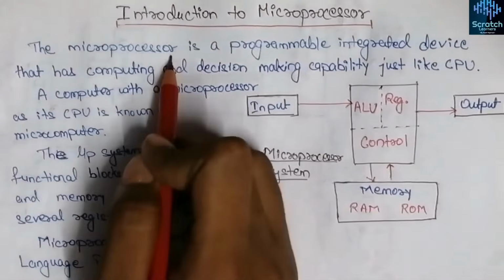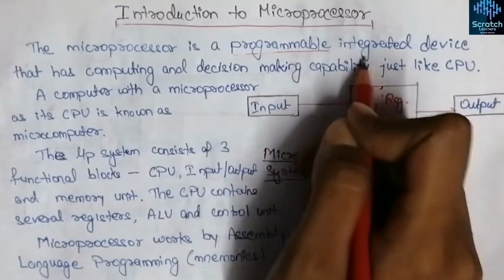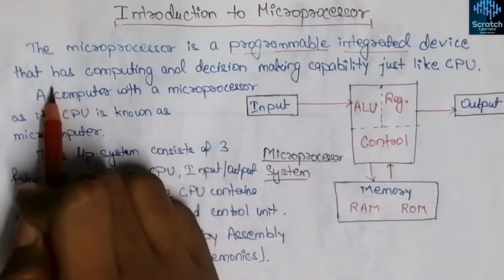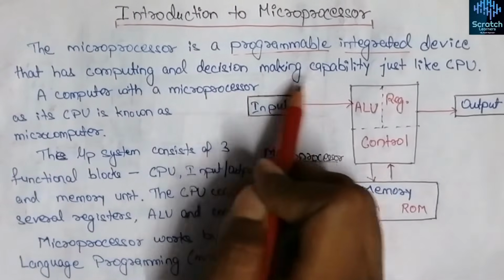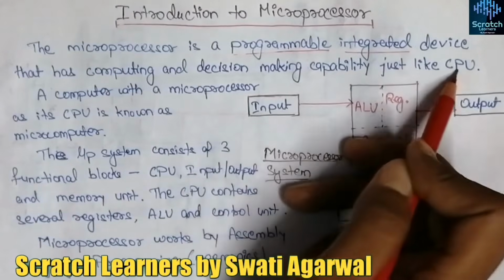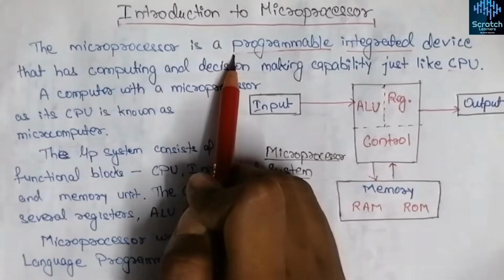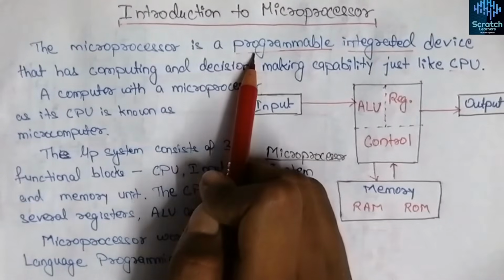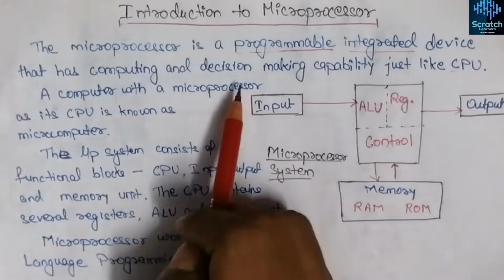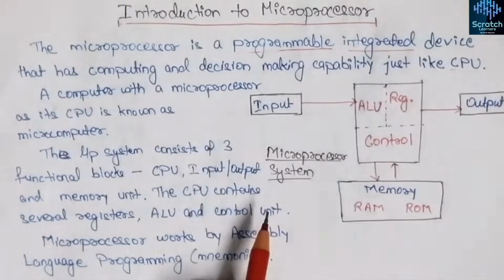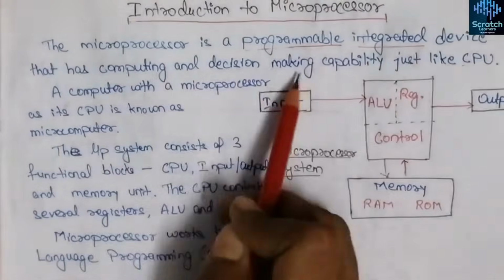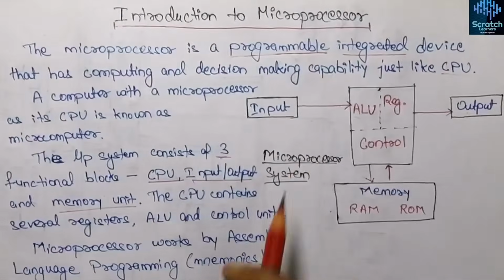The microprocessor is a programmable integrated device that has computing and decision making capability just like a CPU. Microprocessor is programmable. That means we can feed some input, we can do some processing, and we will get an output according to the input. And it works just like a CPU.